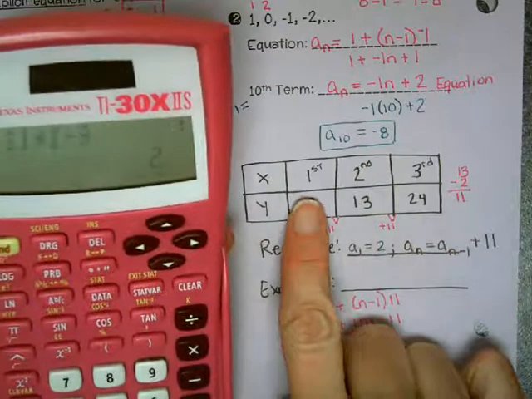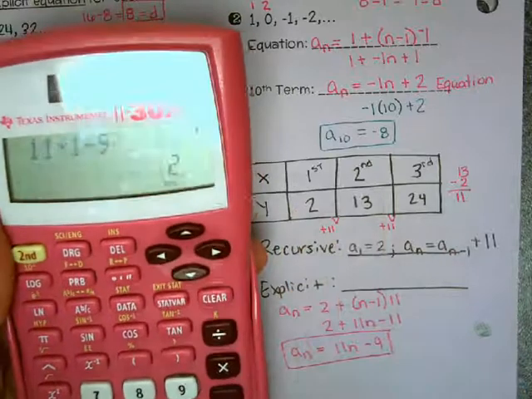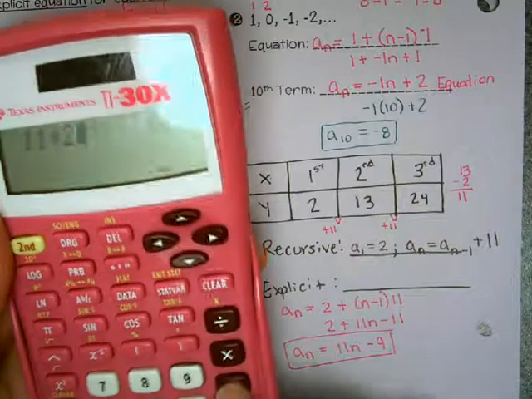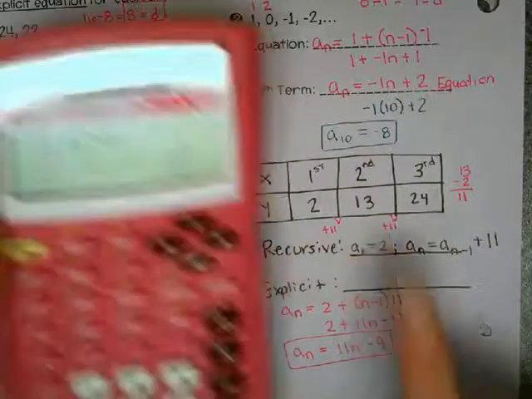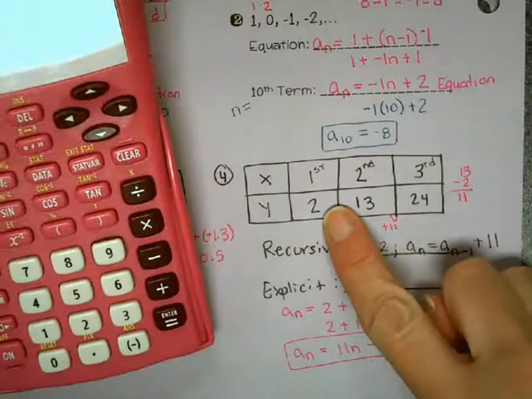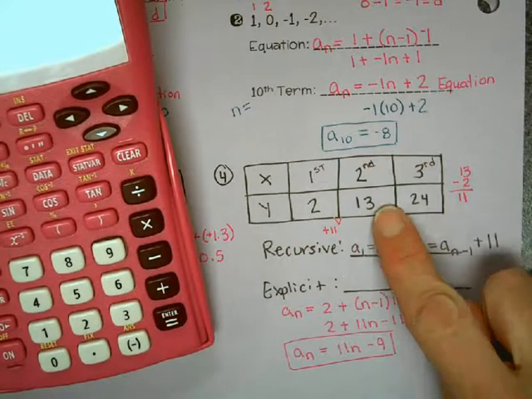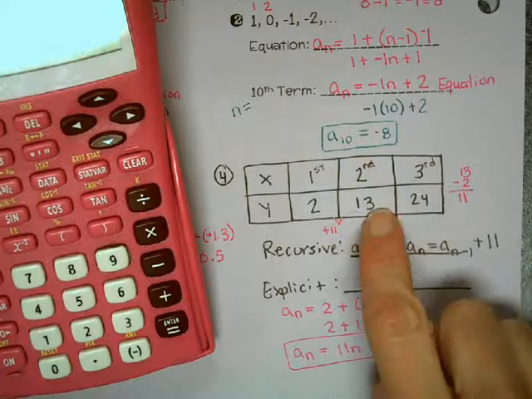So let's plug in a 2. 11 times 2 minus 9. Second term is 13. So this formula you can always check by plugging the number 1 in, get this answer. Plug the number 2 in, get that answer. If you're not getting these answers, when you plug in a 1 or a 2, then your formula isn't right.